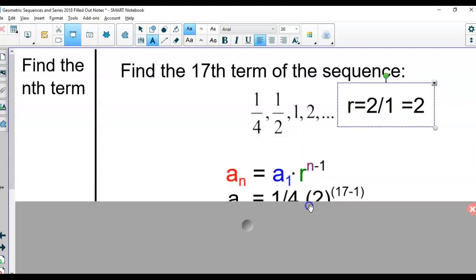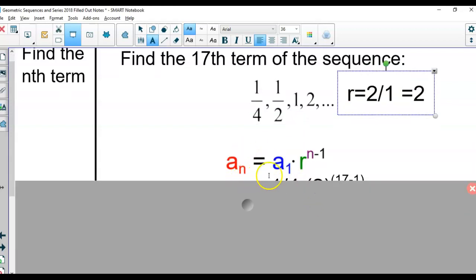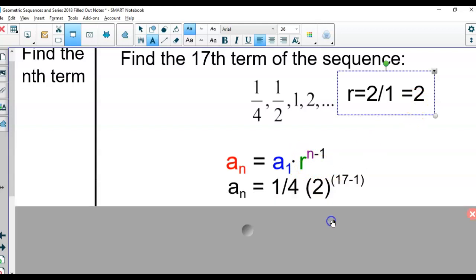Okay, now we're going to take our formula. A sub n is equal to a sub 1 times r to the n minus 1, right? We are trying to find that 17th term. So that right there is my n. 17 is going to go in for n. A sub 1, that's my first term, 1/4. That's going to go in for the blue right here. And then the green, that's my r. That's 2. So what I did is I plugged in my values right here in this next line.